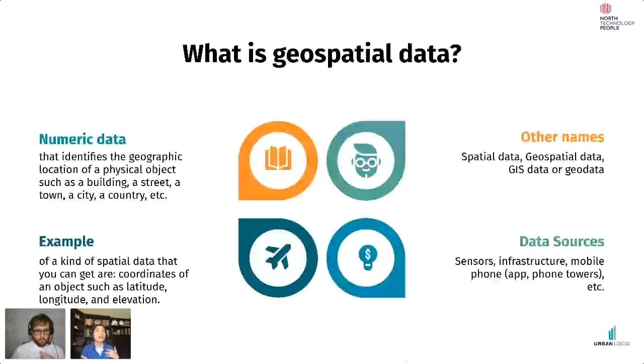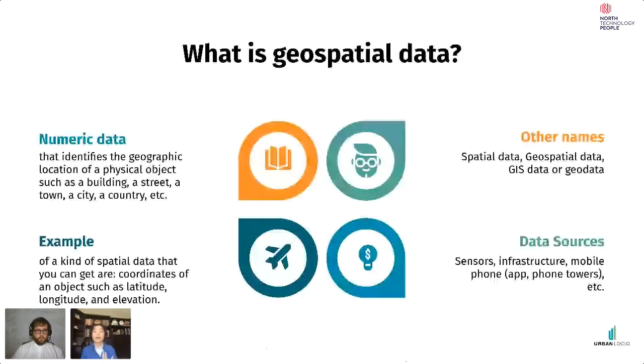So sometimes you see, for example, a mountain at different altitudes and things like that. But most of the time when you work with geospatial data, it will mainly have latitude and longitude, and less so altitude, unless you need it specifically for that. Other names for geospatial data include spatial data, GIS data, or geodata. People can refer to it by different names.